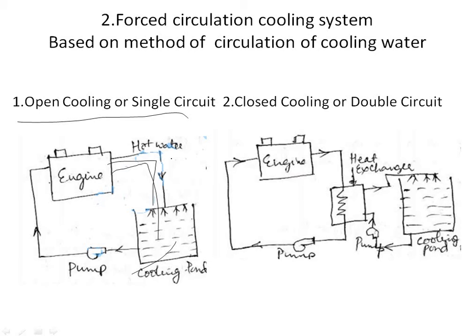The second one is closed cooling or double circuit. In this system, the cooling water flows in a closed circuit and gives out the absorbed heat to another circuit of water through a heat exchanger. You can see the heat exchanger placed between the engine and the cooling pond. The heat goes from the engine to the heat exchanger, and then the water is passed to the cooling pond.